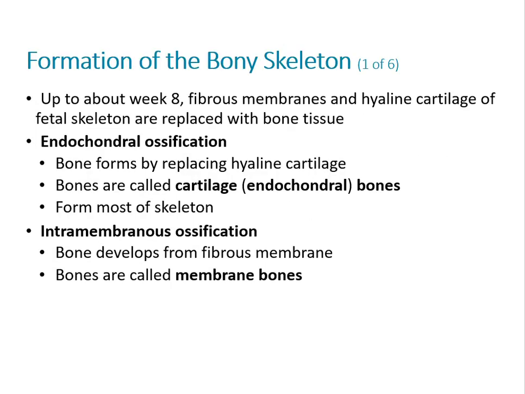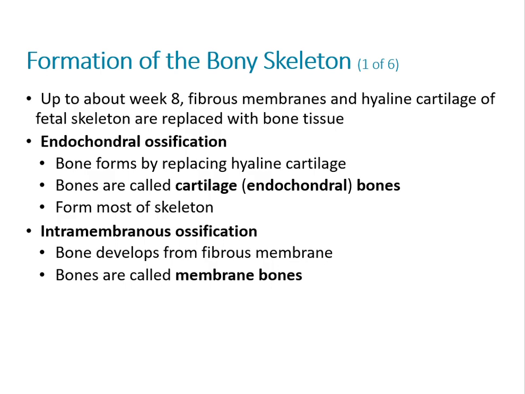So when we're talking about bone formation, we need to start from the beginning, the formation of the bony skeleton. Because up to about week 8, the skeleton's really just fibrous membranes and hyaline cartilage. That's what we would see in the fetal skeleton, and that has to be replaced with bone tissue. There's two types of processes that replace fibrous and cartilage tissue with bone. The first is endochondral ossification, that forms bone by replacing hyaline cartilage.